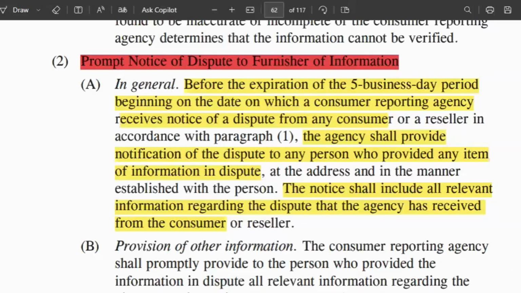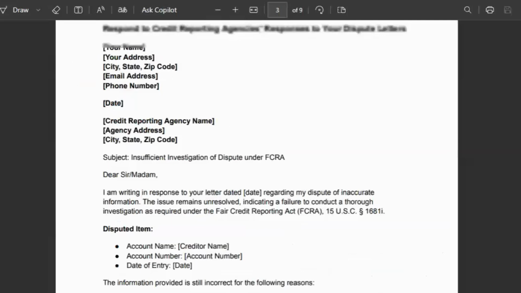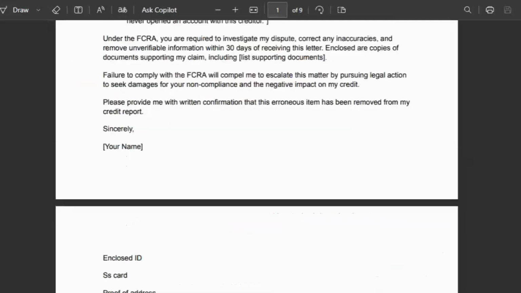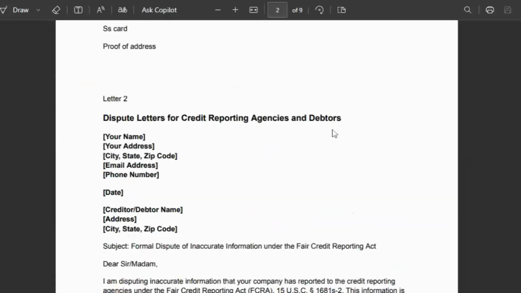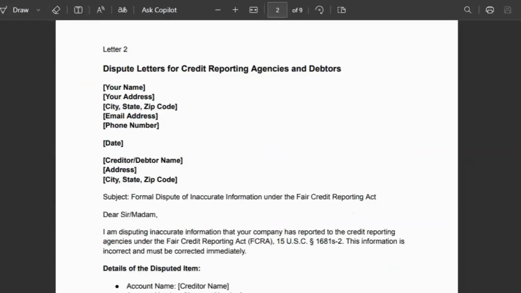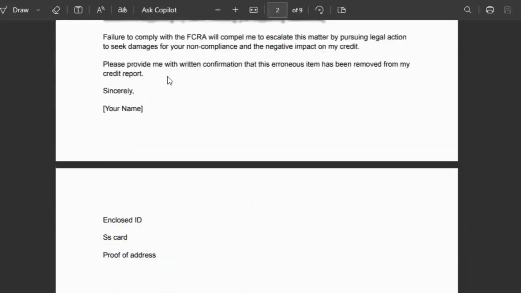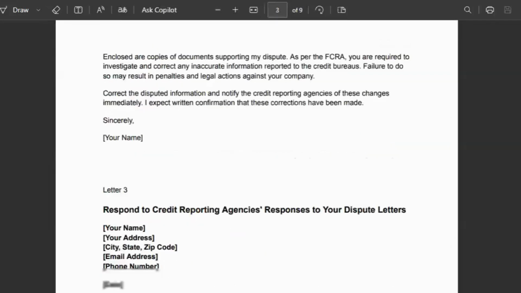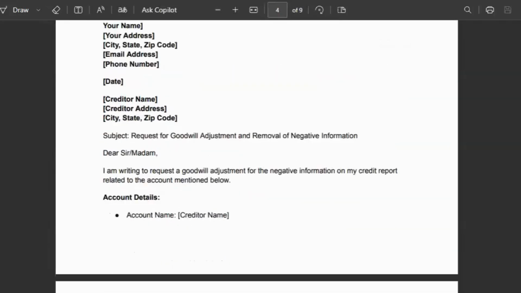The next thing I want you all to understand is this right here. You should have already sent out letter number 1, which is the one we showed in the previous video, Removing Negative Items. If you also want to send a letter to the debtor, the creditor, whatever you want to call it, you will use letter number 2. However, if you are only disputing with the credit reporting agency, only use the very first letter, and then also use letter number 3. All right?